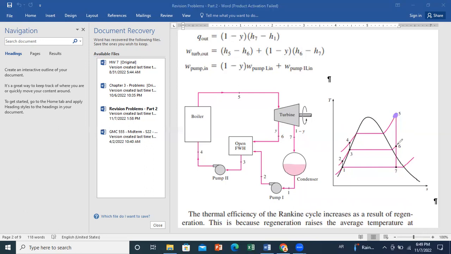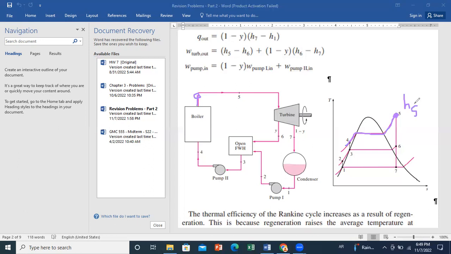Who can tell me? In general, sometimes they will give you the temperature at the exit of the boiler. This is one way to specify this point. You know the pressure, and knowing that point 5 is in the superheated state, if they give you the temperature here, from thermodynamic tables, knowing the pressure and the temperature in the superheated state, you can determine the enthalpy at point 5.